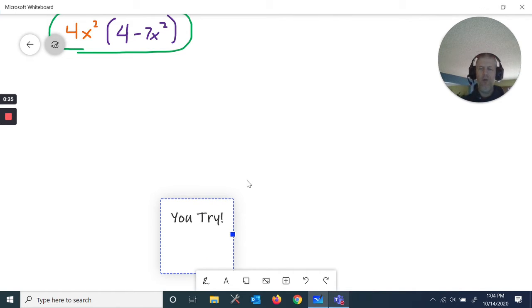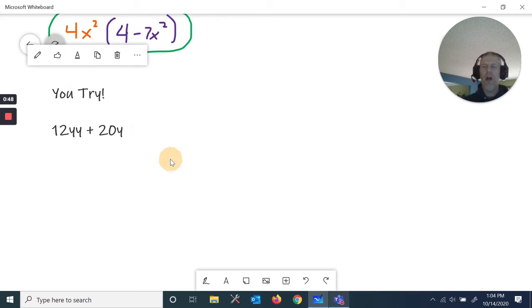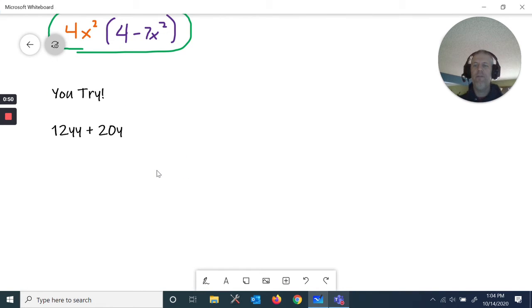Let's go with something like 12y plus 20y. So there's your problem to try. You're looking for the GCF, and you can list it, and then you can factor it out and list what the new expression would be with the GCF factored out. So now would be a good time to pause the video, try it on your own, and then come back and look at the solution.